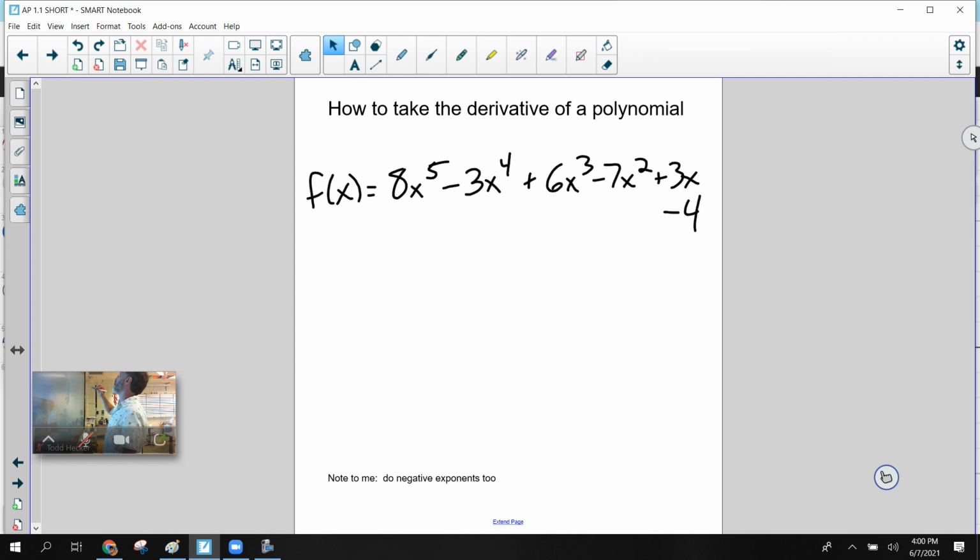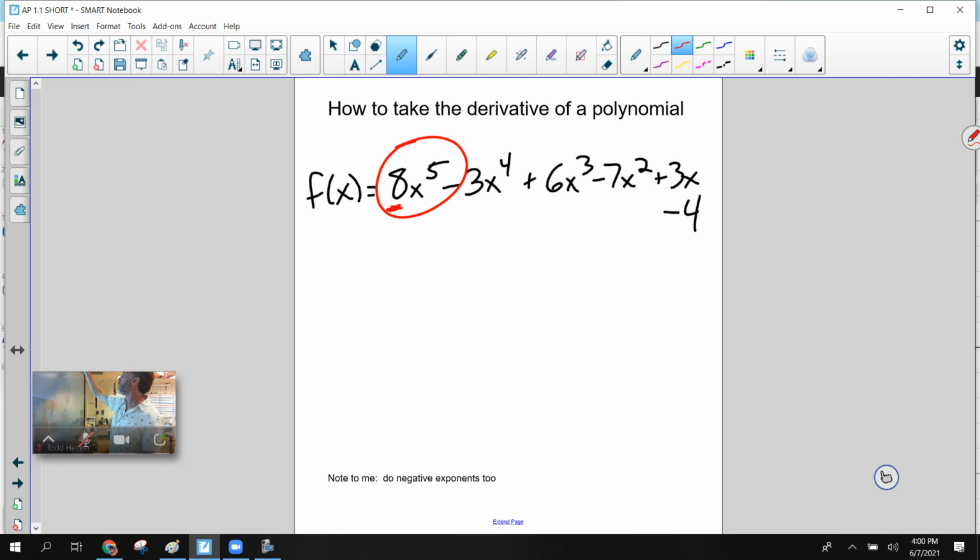So here's what you're going to do. To take the derivative of a polynomial, you go one term at a time. I'll do the first couple, and then I'll let you do a couple on your own. It's going to be awesome. So you go one term at a time. So there's a coefficient and a power.